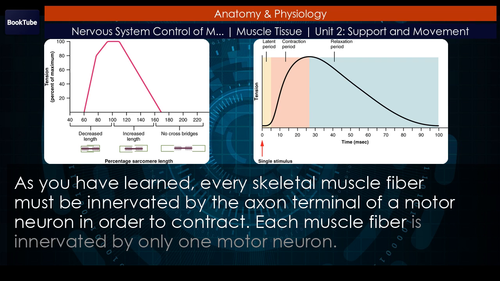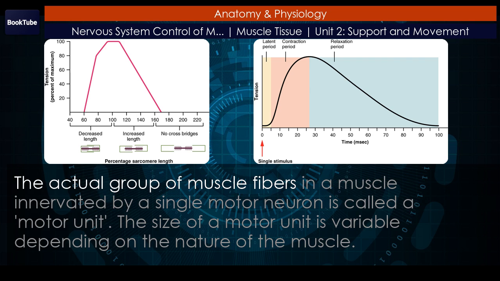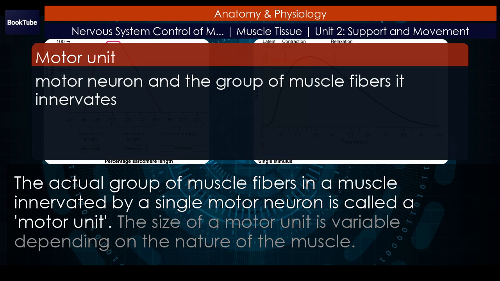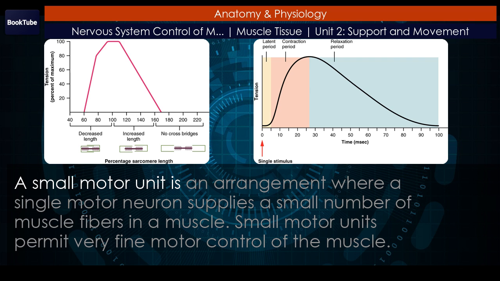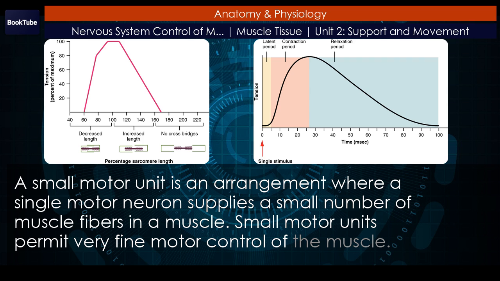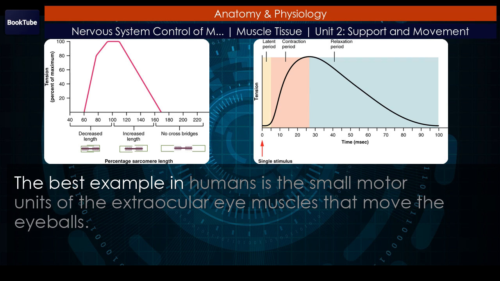Each muscle fiber is innervated by only one motor neuron. The actual group of muscle fibers in a muscle innervated by a single motor neuron is called a motor unit. The size of a motor unit is variable depending on the nature of the muscle. A small motor unit is an arrangement where a single motor neuron supplies a small number of muscle fibers in a muscle. Small motor units permit very fine motor control of the muscle. The best example in humans is the small motor units of the extraocular eye muscles that move the eyeballs.